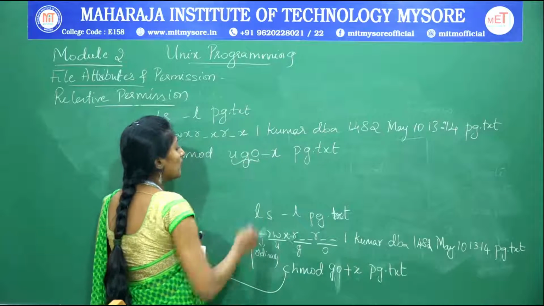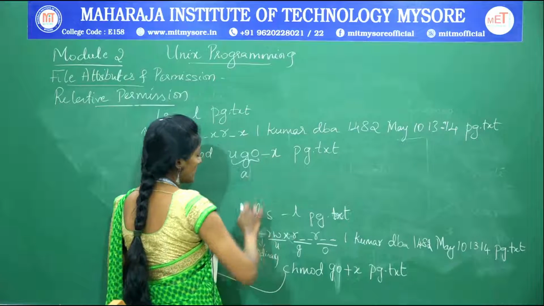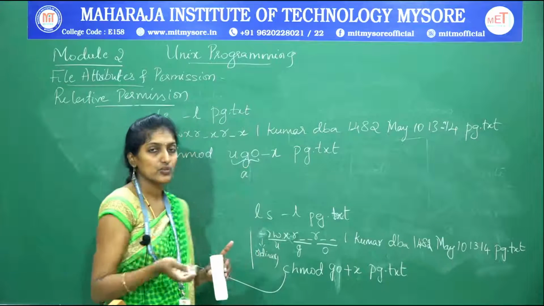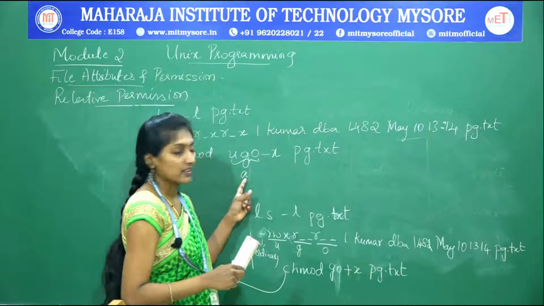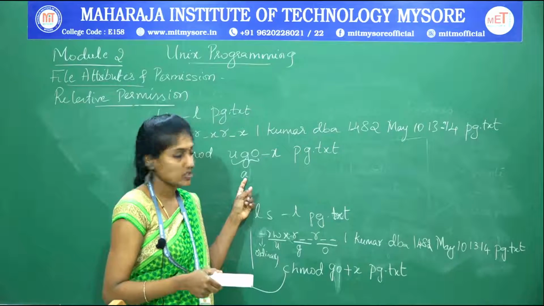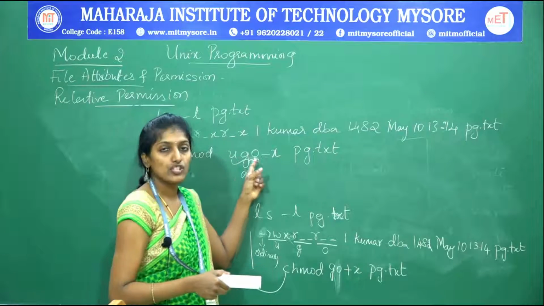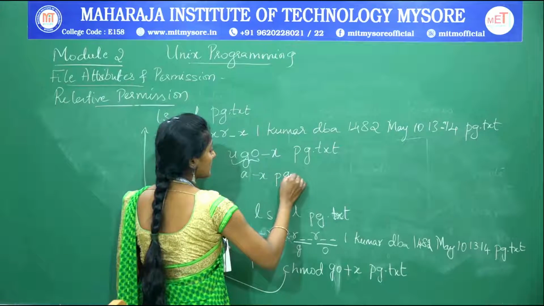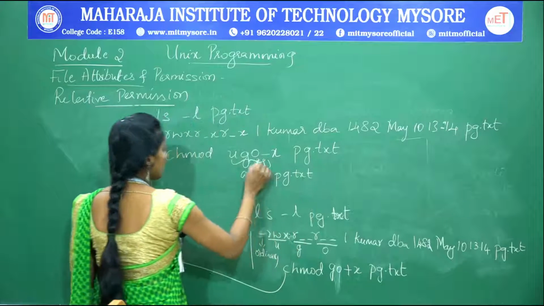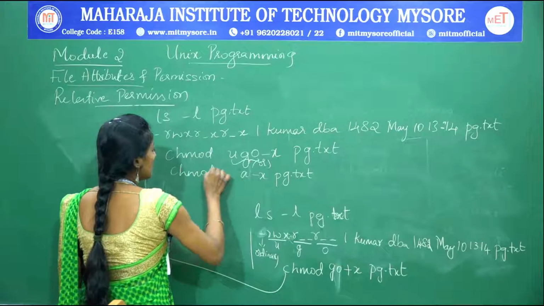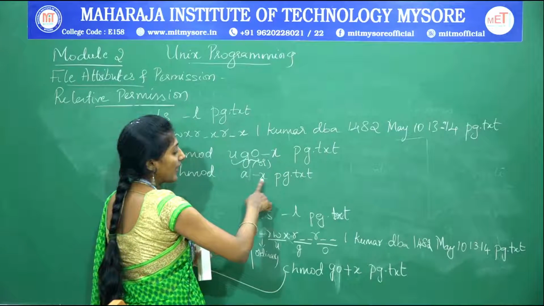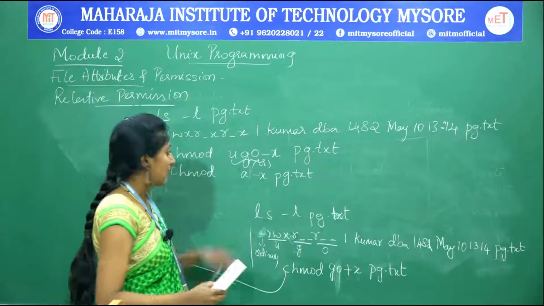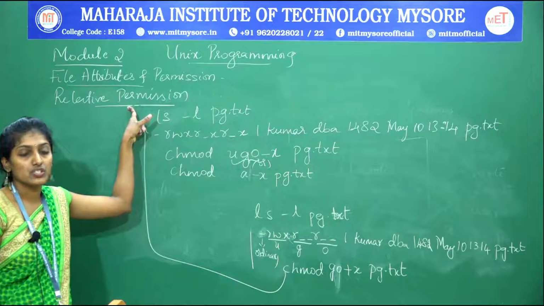For this ugo, you can even use the a option or a category. This a represents all. If a user is accessing all three categories for either assigning or removing a permission, instead of typing ugo, he can directly use a-x like this. So both are the same. Either you go with ugo-x or you give a-x pg.txt. So this is how you change your file permission using a relative permission mode.